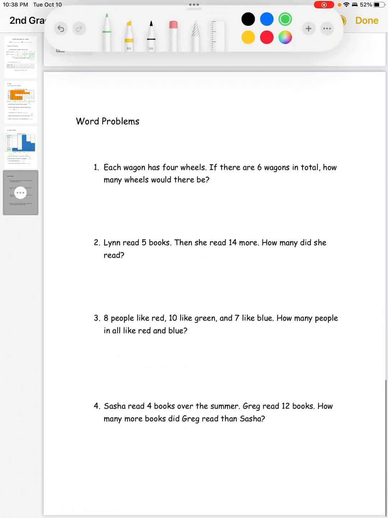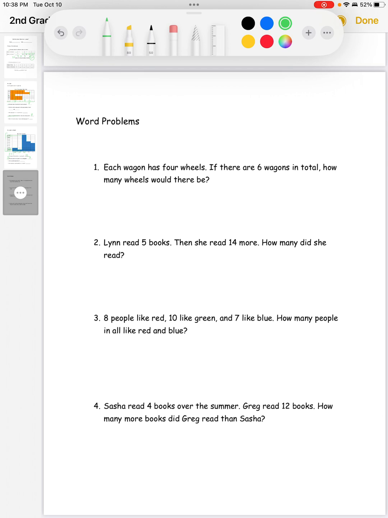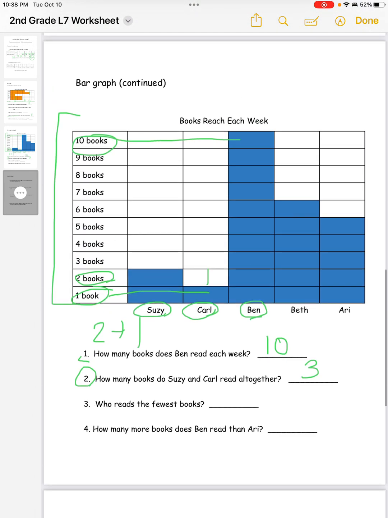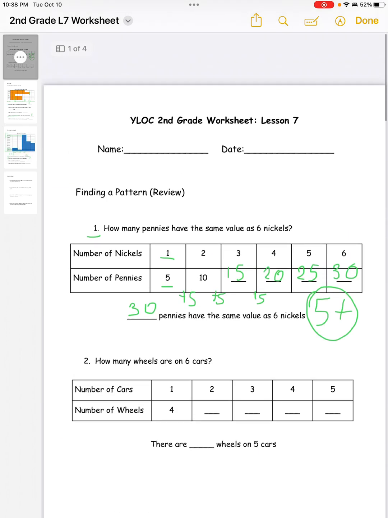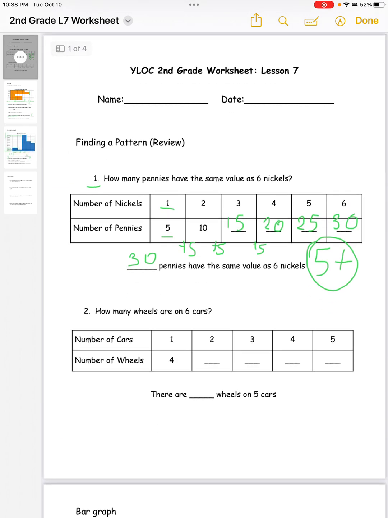Next, word problems. Each wagon has 4 wheels. If there are 6 wagons in total, how many wheels should there be? So in order to solve this problem, if you have challenge solving this problem, you can make a chart, or like a table, just like we did for number 1 and 2.